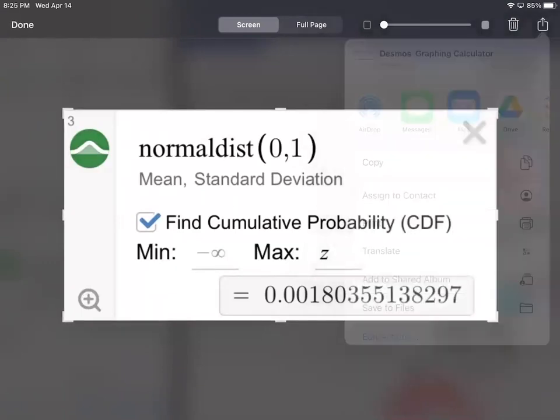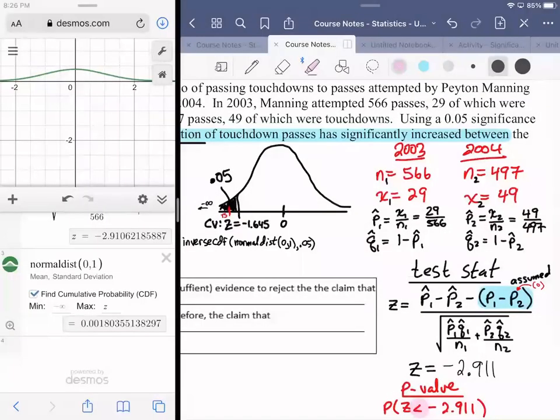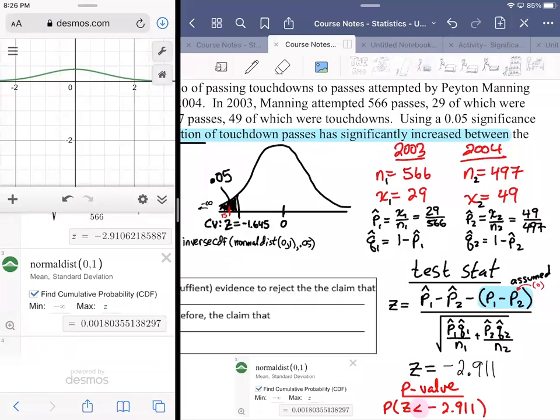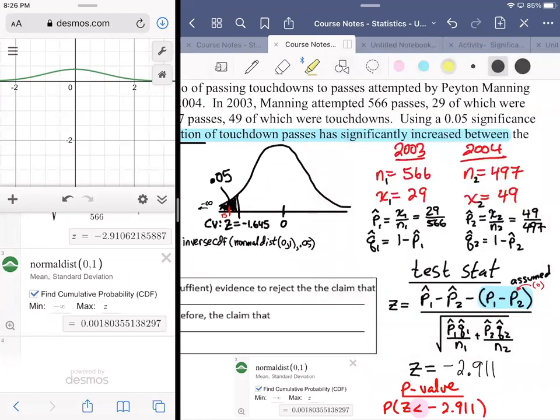I don't need the screenshot. I just wanted it in there. All right. And that has to do with, if we're talking about going from negative infinity to z, that's the same as saying z is less than whatever that number is. So that number that we established, I'll use the yellow, is negative 2.911. That's the z value that we're going up to.